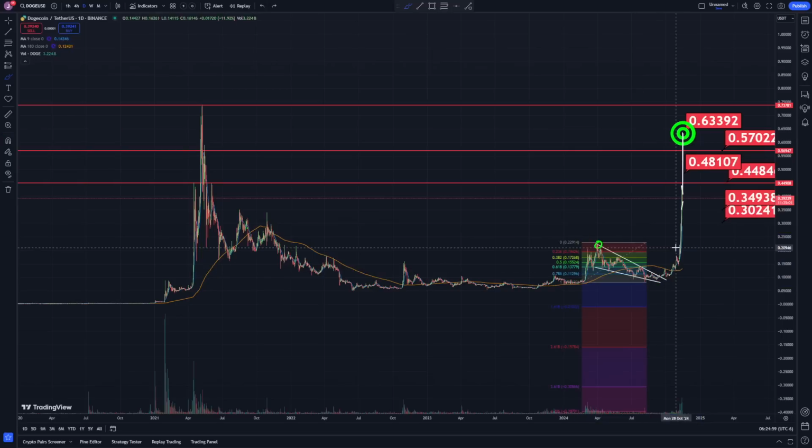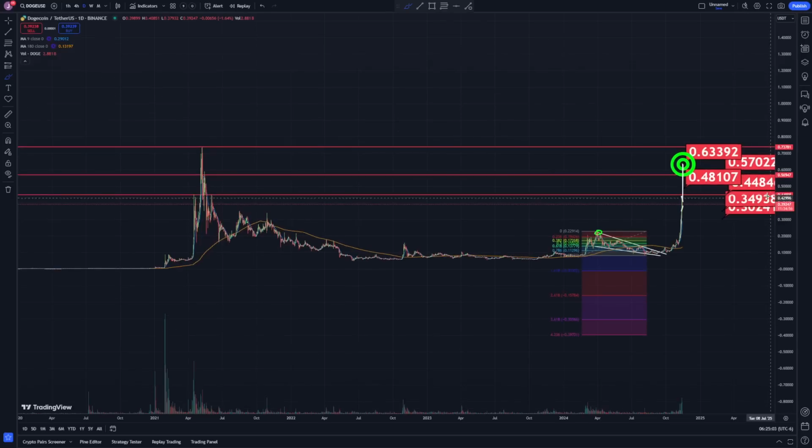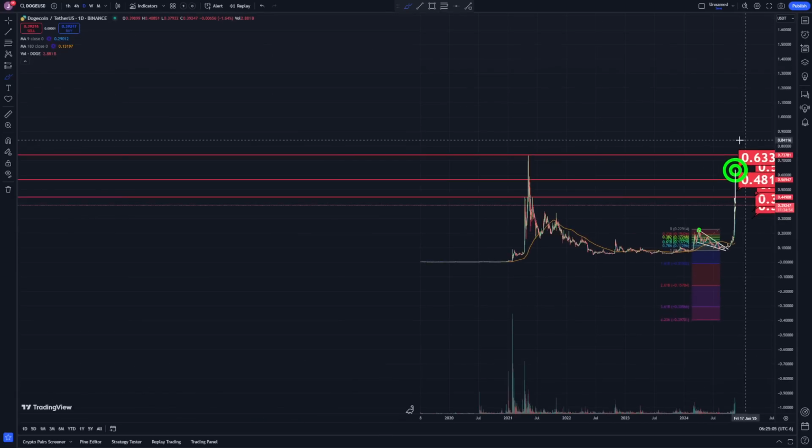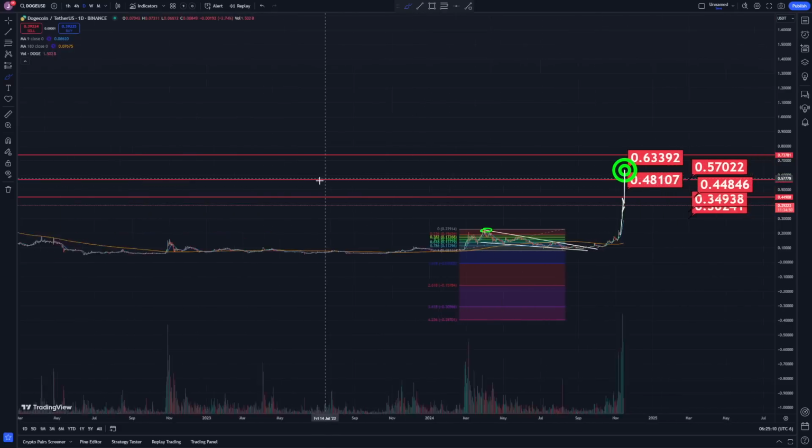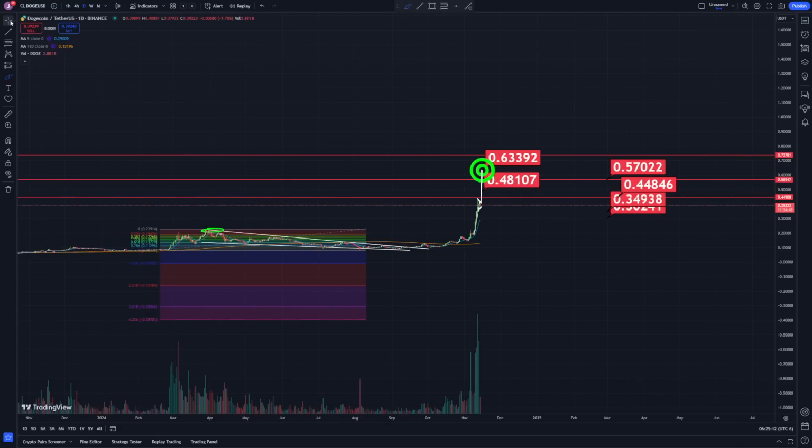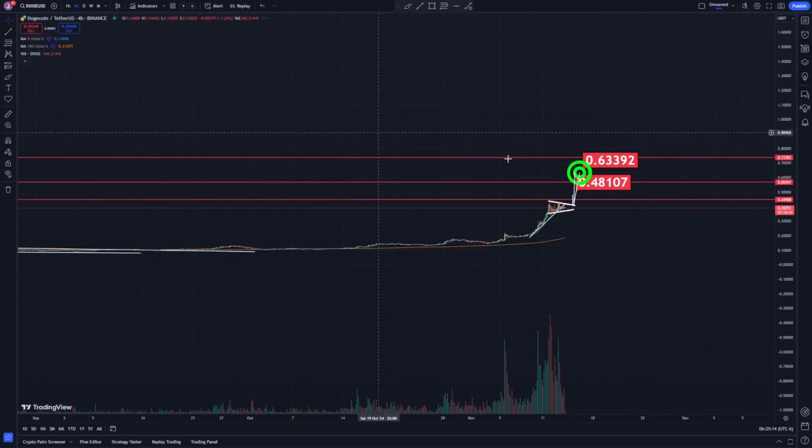It was just off to the races. If we could actually break this top right here, I'm not even sure where to look next. I guess we could do that Fibonacci in reverse thing, but we'll cross that bridge when we get there. Let's go back to the 4-hour time frame.